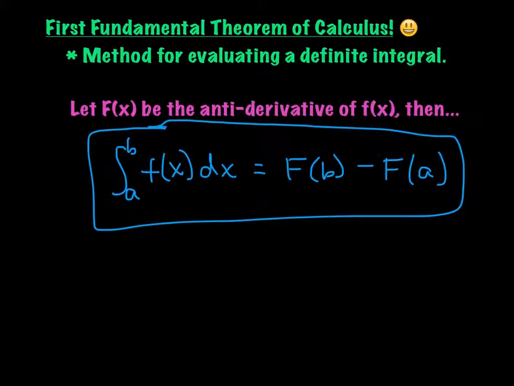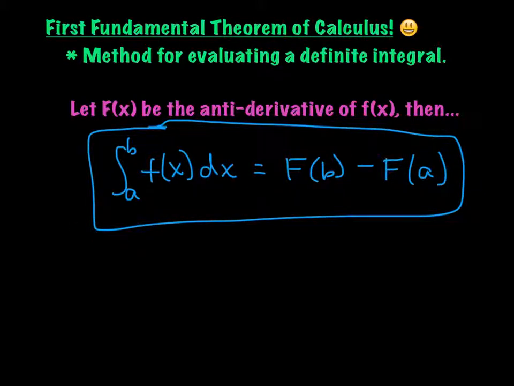What is it telling us? Well, it's saying if we want to find the integral from a to b, the area under the curve from a to b, the closed interval a to b of this graph f of x, then how do we evaluate that? Well, we take the antiderivative of the function and we evaluate it at b, and we take the antiderivative of the function and we evaluate it at a, and then we subtract them. So that's what this rule is telling us. That's what the first fundamental theorem of calculus is.